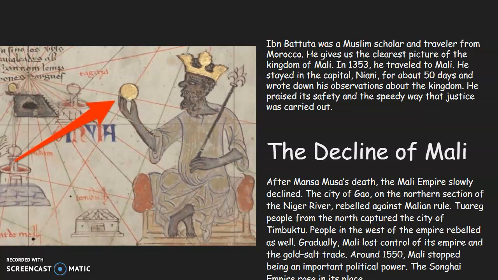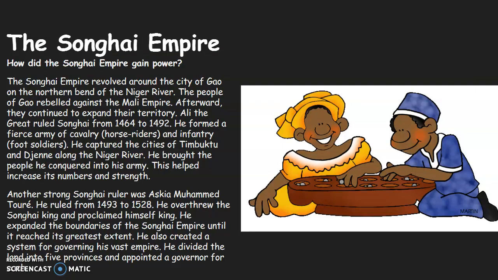The decline of Mali. After Mansa Musa's death, the Mali Empire slowly declined. The city of Gao, on the northern section of the Niger River, rebelled against Malian rule. Tuareg people from the north captured the city of Timbuktu. People in the west of the empire rebelled as well. Gradually, Mali lost control of its empire and the gold-salt trade. Around 1550, Mali stopped being an important political power. The Songhai Empire rose in its place. And this is the last of our African trading networks.